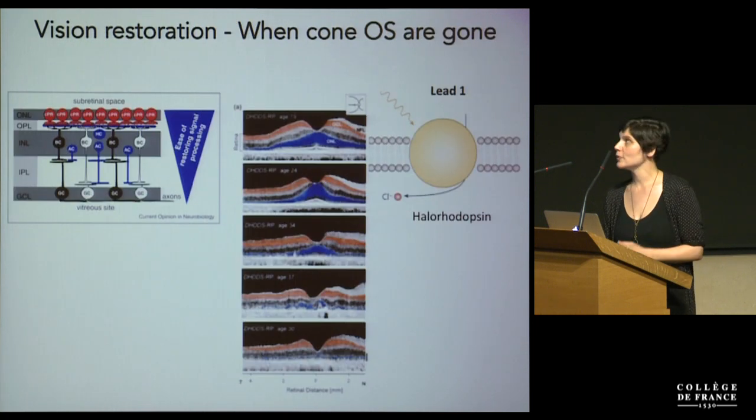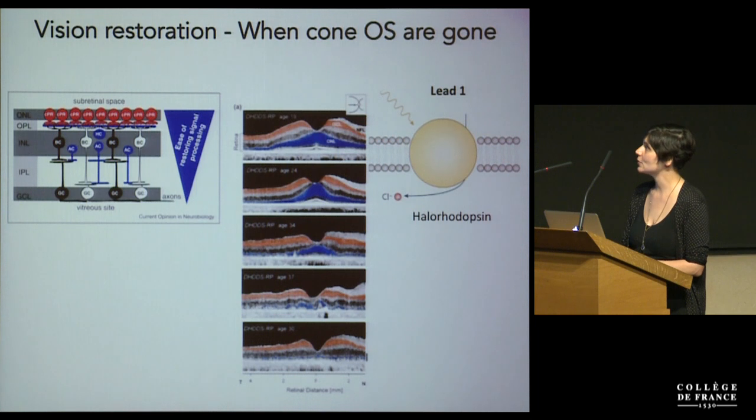And Botond Roska, here present, has been a pioneer in demonstrating that the ease of restoring signal processing in the retina is inversely proportional to where we put these microbial opsins. So through a lot of years of experimentation, he's shown that actually the best place to restore vision in the retina once the outer segments of the cones are gone would be the dormant cone cell bodies. And once these are gone, of course, we know that some patients have already lost these. The second best place to go would be the on-bipolar cells and then the retinal ganglion cells.